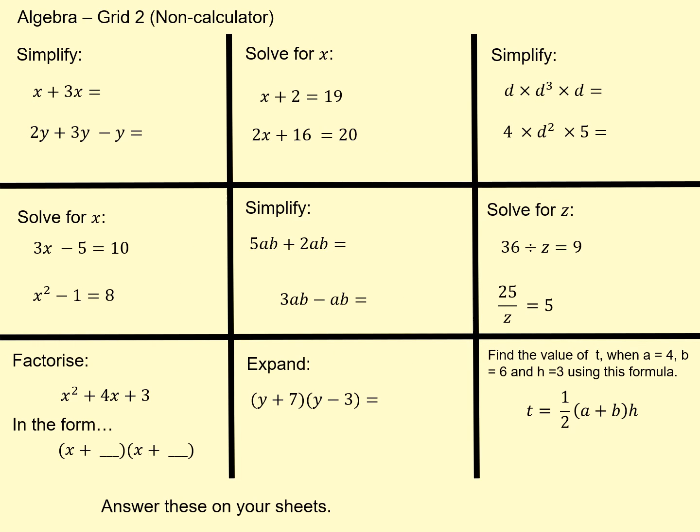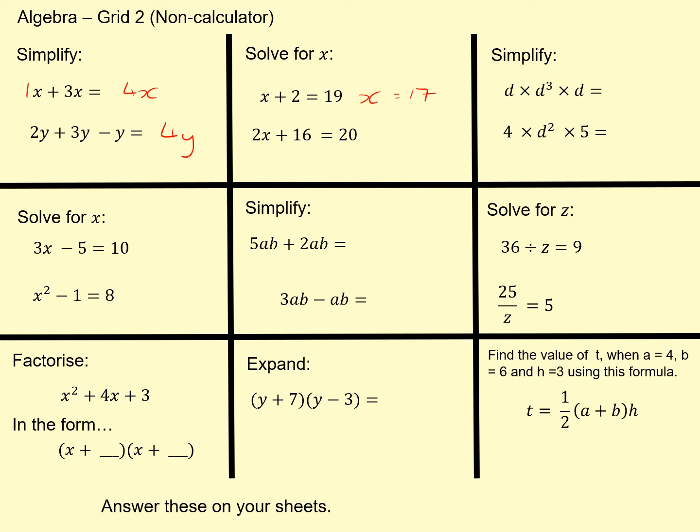Next up, some algebra. So we start off with some simplifies. X and 3x is a total of 4x, because remember, in front of the x is really a 1 because it's 1x. Next up, 2y and 3y will be 5y. Take one of those y's away, and back to 4y. Next up, some equations. X plus 2 equals 19, or working backwards, I think 19 take away 2 is 17, so x must be 17.